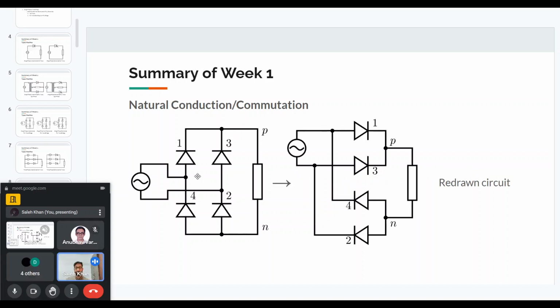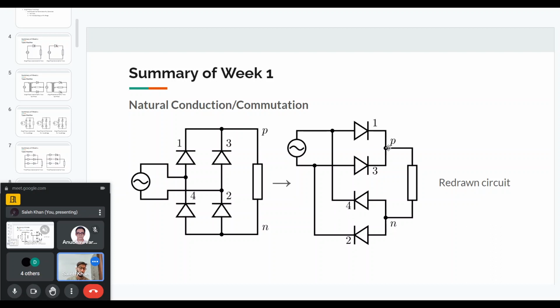So I can redraw this circuit as I've shown here on the right. If you see diodes 1 and 3, their cathode points are connected together at the P terminal. Similarly, for diodes 2 and 4, their anode points are connected together at the N terminal. For diodes 1 and 3, the anode points are connected to different points, and vice versa for diodes 2 and 4. So diodes 1 and 3 are connected in what is called a common cathode connection, and diodes 2 and 4 are connected in a common anode connection.